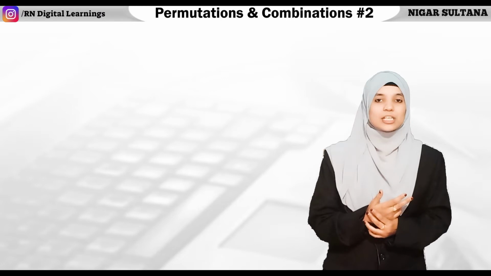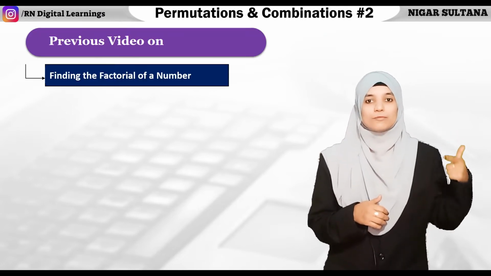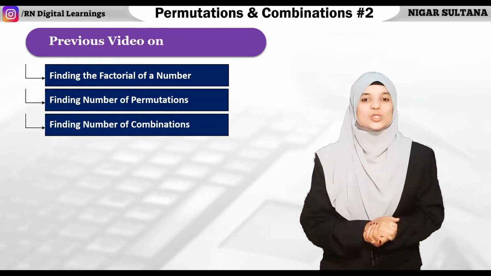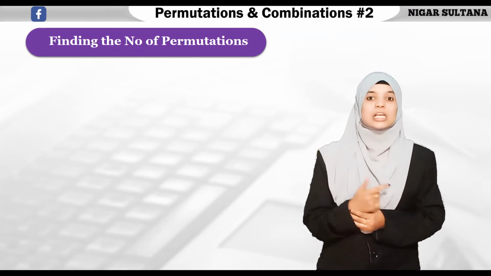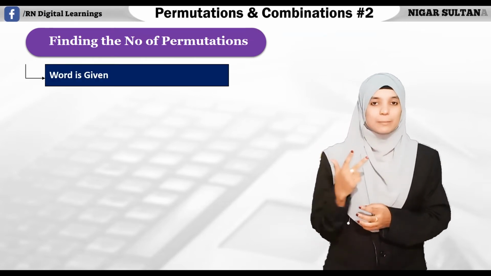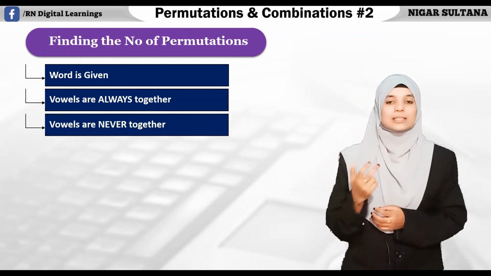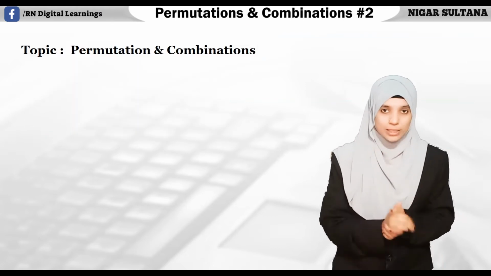There are so many ways of finding permutations and combinations. In our previous video, we learned three types. First is finding the factorial, finding the number of permutations. Next type is finding the number of combinations. In this video also, we are going to discuss three types: finding the number of permutations when the word is given, finding the number of permutations when the vowels are always together, and finding the number of permutations when the vowels are not always together.